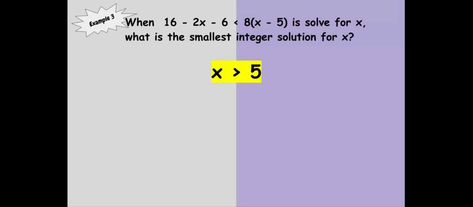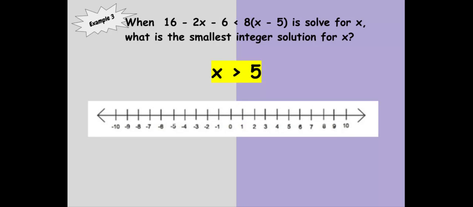So if x is greater than 5 and we look at a number line, all numbers greater than 5 are 6, 7, 8, 9, 10, and everything else going on into infinity. Well, why didn't we include 5? Because x is not equal to it. So it's all numbers greater than 5. So we extend our line from that point where the open circle is.